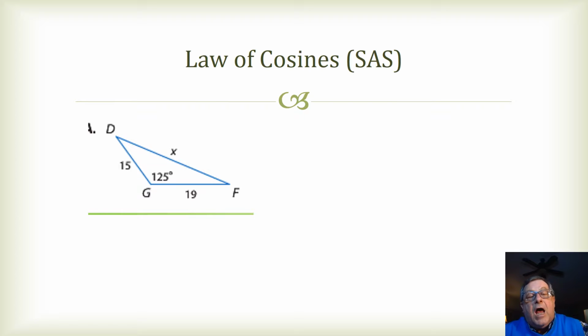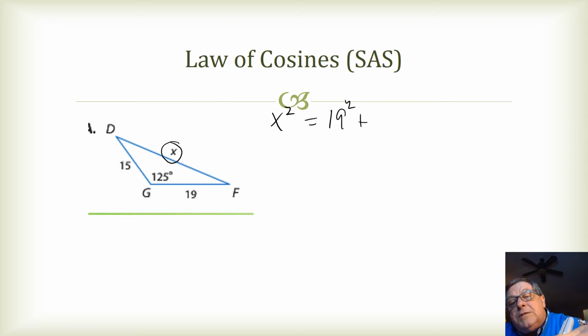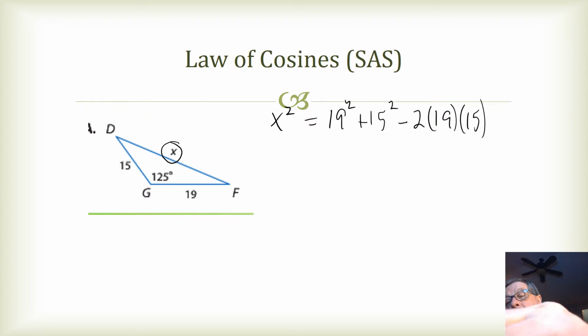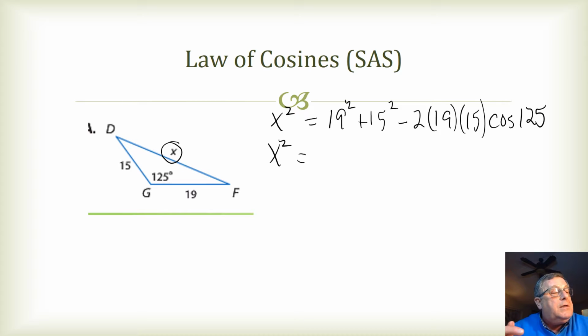All right, so here I've got side, angle, side, and we're trying to find the value of x. This is the side opposite angle G, which is 125 degrees. So I would set this up as x squared equals 19 squared plus 15 squared, negative 2 times 19 times 15 times the cosine of 125. So let's see what 19 squared is right quick.